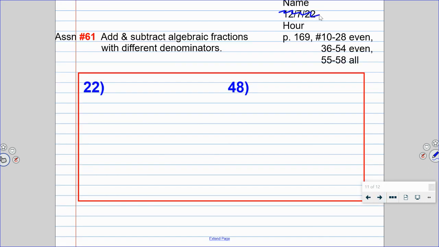So if you need to, go on back, rewind the video, watch it again, try to do problems 22 and 48 first if you wish. Otherwise, you can just head into page 169. Evens are not really too helpful with checking your answers in the back. So if you're getting stuck, go ahead and pick a few odd problems. Check them in the back of the book, and then go back to the evens. Hope that helps, folks. Take care, do well, and let's grow.